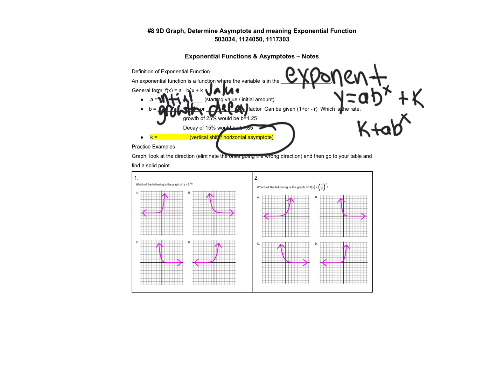So, practice. Read what it says. Graph and do what? Let me give you a minute. Read what it says. Look at the directions. Eliminate the what? One's going the wrong direction. Eliminate the one that's going the wrong direction. And then go to your table and find a solid point. Now, they're not always going to be a solid point, but you're going to be able to tell where it's closest to. So, number one, your equation, of course, is teeny tiny. It is y equals 3 to the negative x.